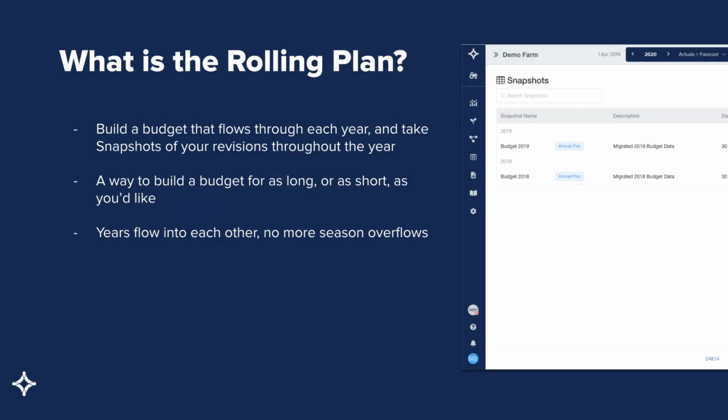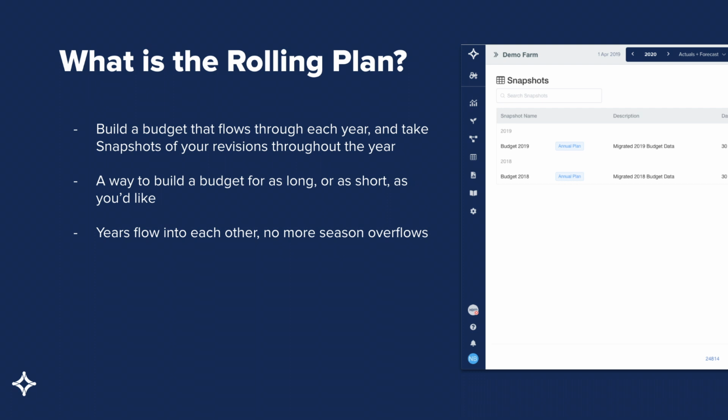So what is the rolling plan? It's a simple way of budgeting that does away with a lot of the setup that's currently in Figured. There's no more manual opening balances and no more season overflows. When you log in for the first time, you'll have your actuals from zero, and then you can start entering your forecast straight away. It's that simple. Pick where the actuals start and then forecast from there.